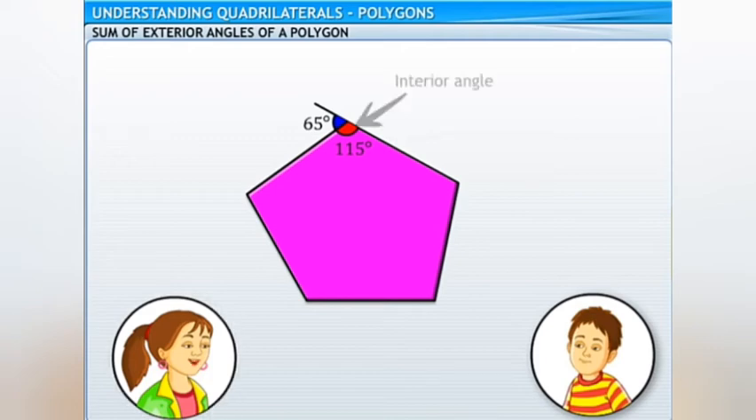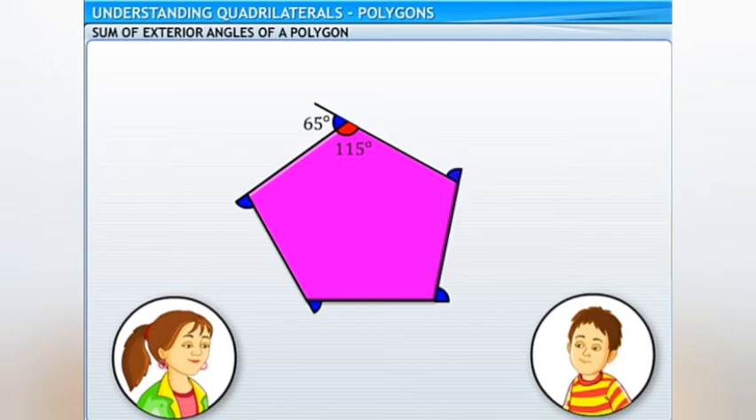Here, the interior angle and the exterior angle seem like adjacent angles. These angles form a linear pair. The sum of adjacent angles on a line is 180 degrees. Exactly. If we know the interior angle, then we can find the corresponding exterior angle, and vice versa. Let's draw the exterior angles at all vertices.